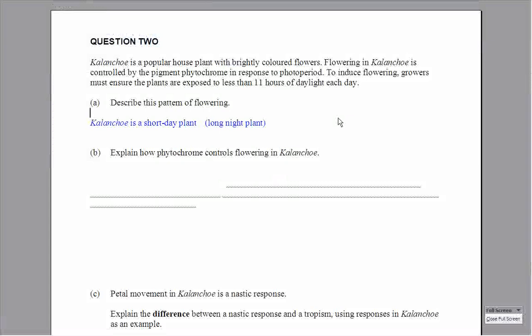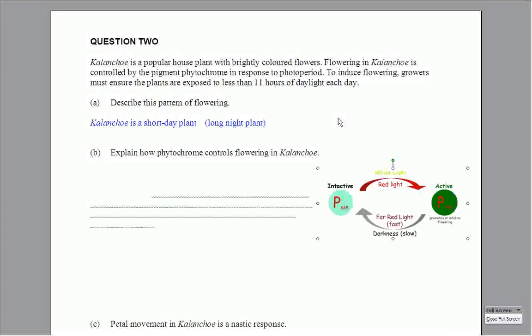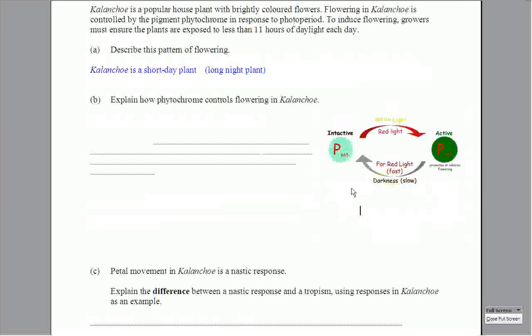B. Explain how phytochrome controls flowering in kalanchoe. Alright, so basically here they want us to explain the phytochrome system. So first off, I've chucked in a little diagram here out of the notes. If you could draw this, you'd be most of the way there. You just have to add a few words.